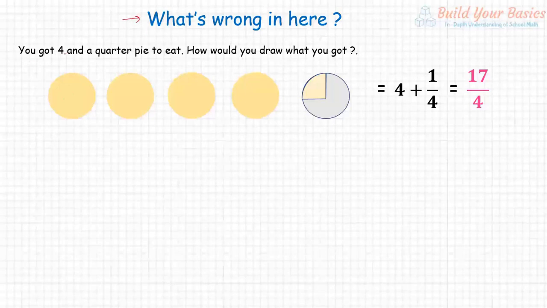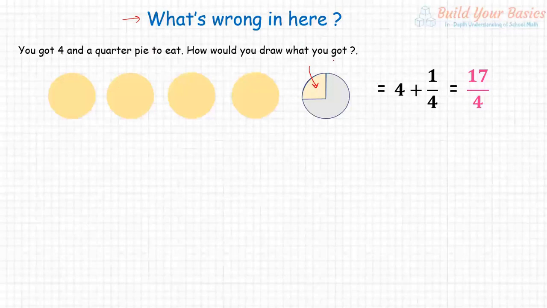You got 4 and a quarter pie to eat. Okay, imagine these are all pies. Okay, apple pie or lemon pie. So you have 1, 2, 3, 4, and then you have a quarter piece. The other 3/4 is empty. You have only 1 quarter piece here. So 4 and a quarter, right?